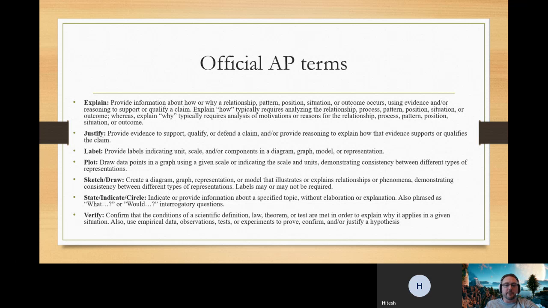State, indicate, and circle: indicate and provide information about a specific topic without elaboration or explanations. That's important to understand. So this is when you indicate or provide information about a topic without elaboration or explanation. You're demonstrating consistency between different types of representation. Labels may not be required.